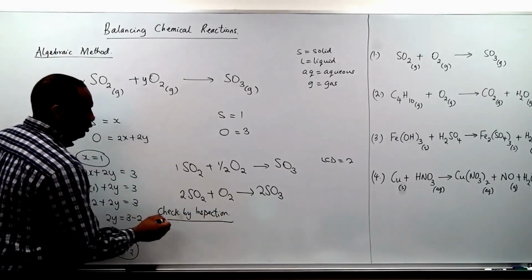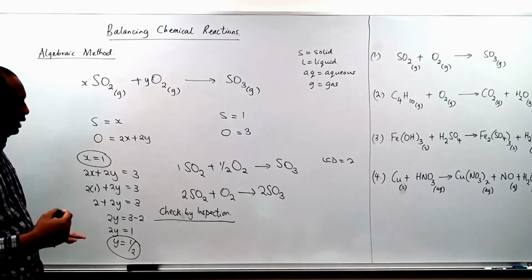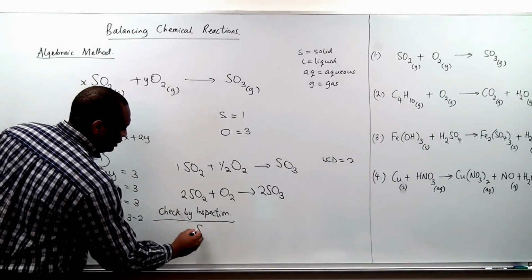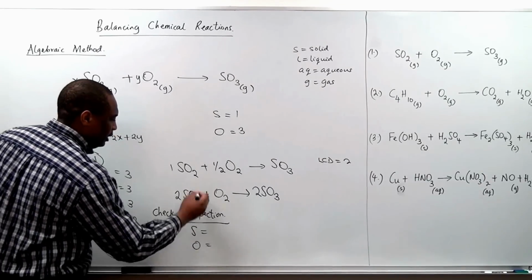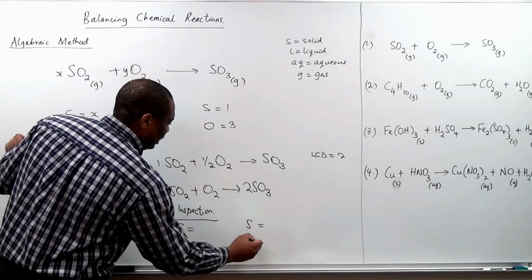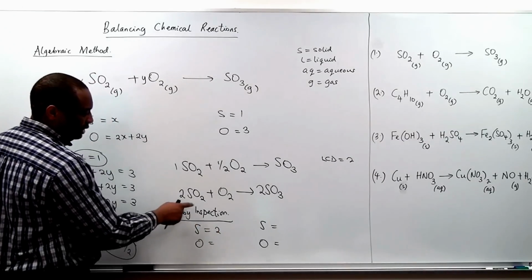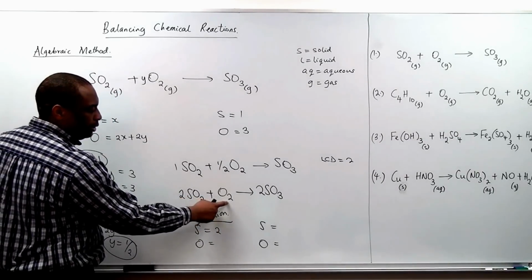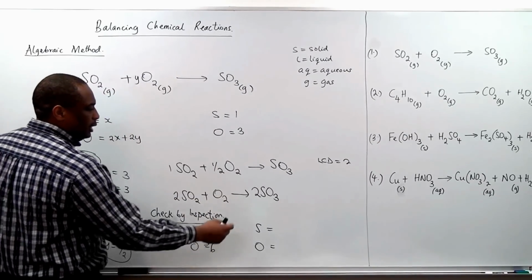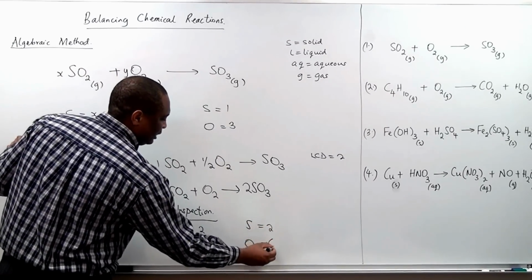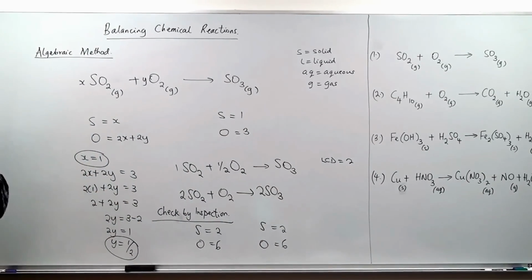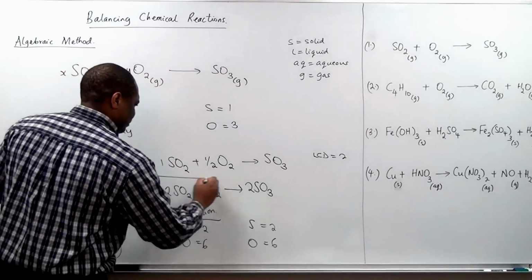Everything we do, we will check it by inspection to make sure it works right. We have the sulfur and the oxygen here in the reactants, and the sulfur and the oxygen in the products. Sulfur here is 2, oxygen is 2 times 2, 4, plus 2 is 6. Sulfur here is 2, and oxygen is 6. So this is the balanced reaction here.